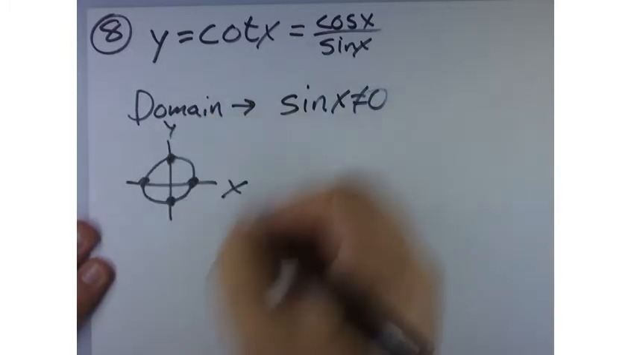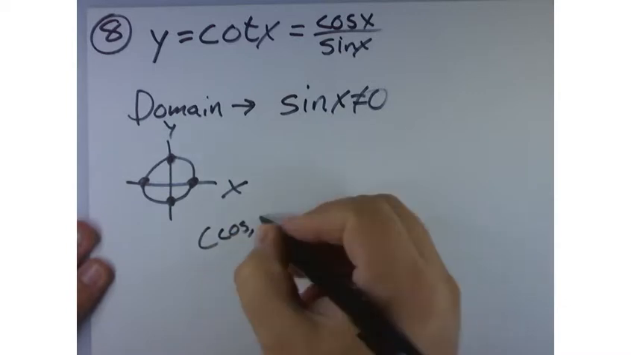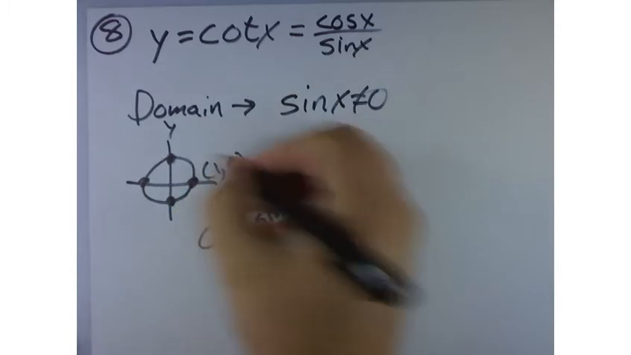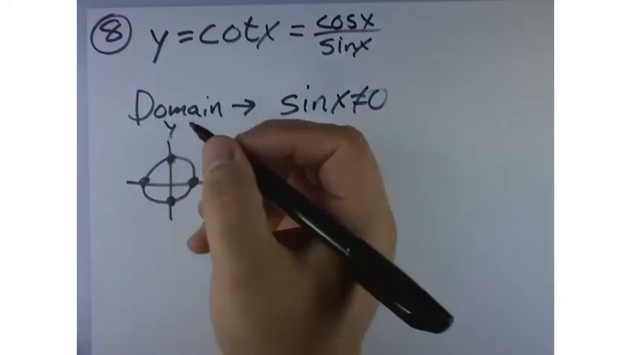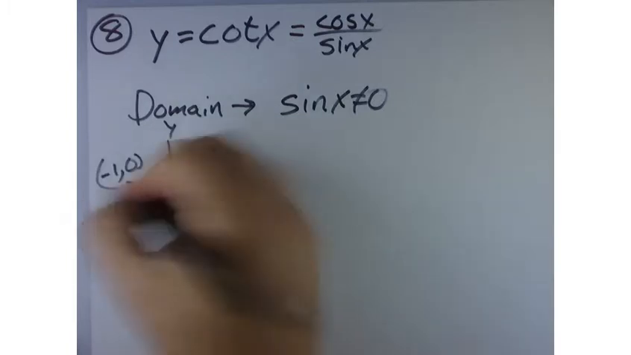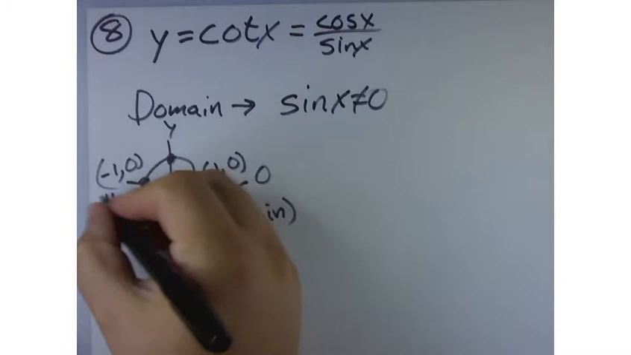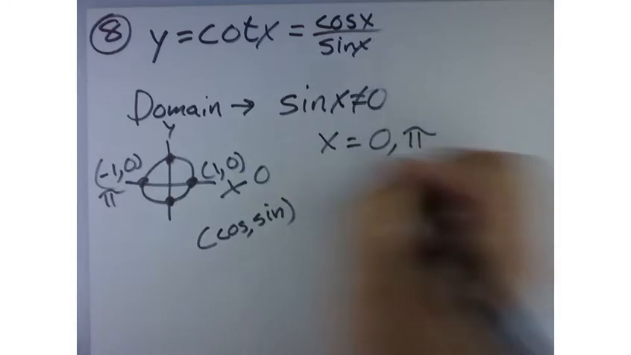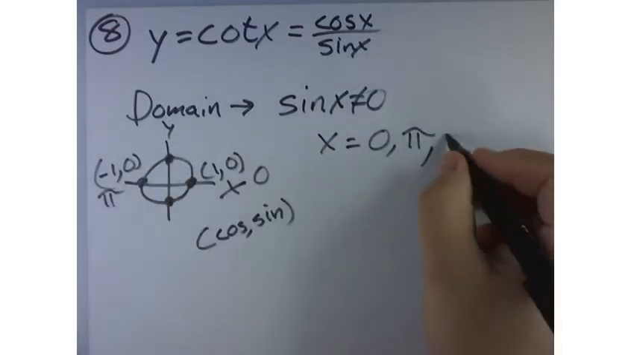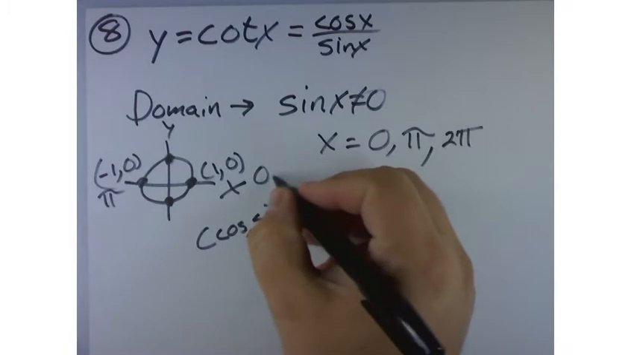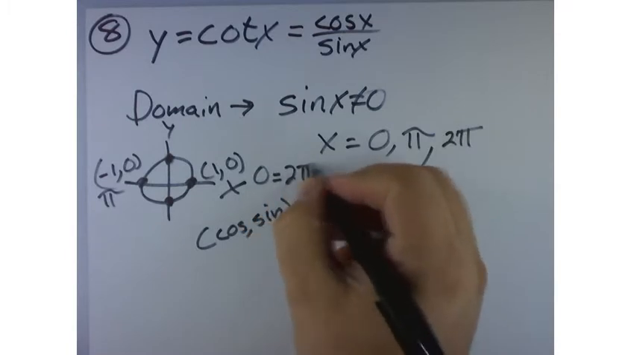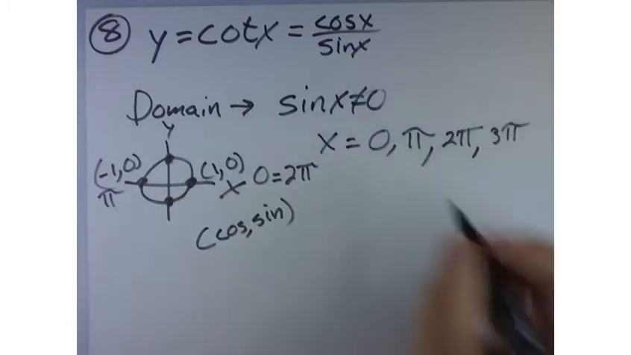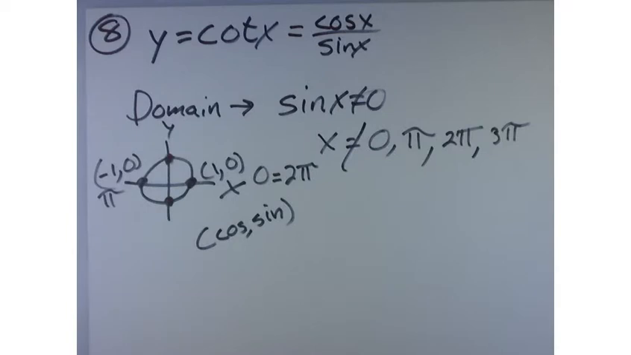Okay, remember that our points are always going to be cosine, comma, sine. And we want to know when sine is 0, so this point is going to be 1, comma, 0, and this point over here is going to be negative 1, comma, 0. Now what's the angle of measure for that? 0 and pi. So x cannot equal 0, it cannot equal pi, and if you were to rotate around again, it cannot equal 2 pi, right? Because this is 2 pi. And if I come around again, it would be 3 pi, and so on and so forth. And same thing in the negative direction. So x can't equal that stuff, I think.